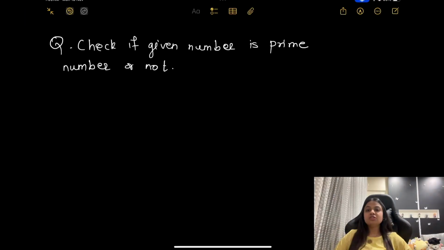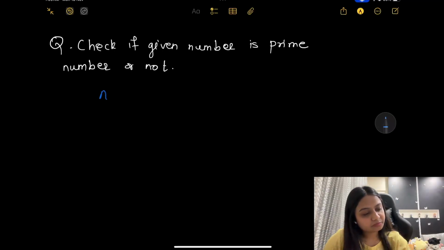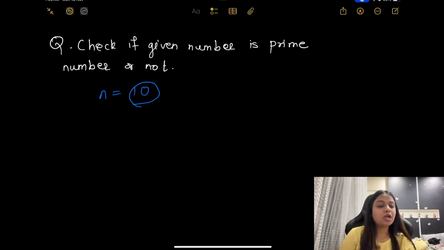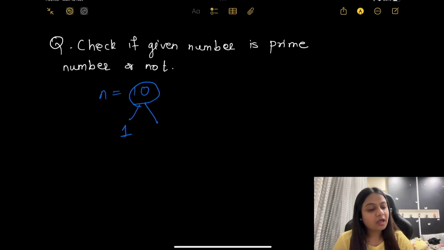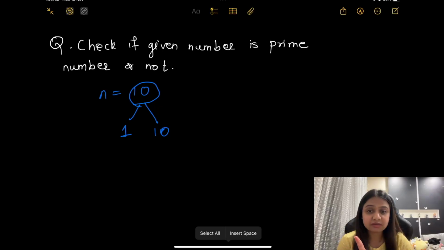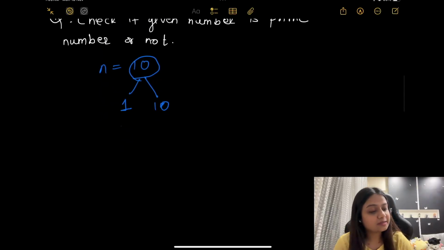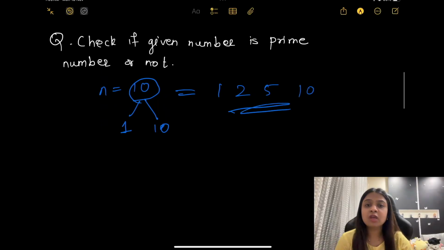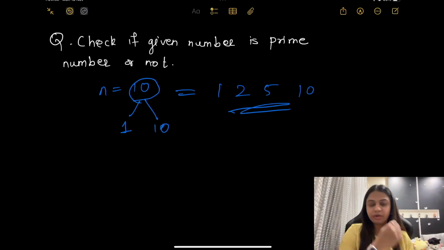So guys, the next question is check if a given number is a prime number or not. You are given a number n is equal to 10 and you have to print whether it is a prime number or not. Is 10 a prime number? What is a prime number? A prime number is a number that has only two factors, and what are those factors? 1 and the number itself. But does 10 have only two factors? No. What are the factors of 10, guys? 1, 2, 5, and 10. There are four factors, so 10 is not a prime number.